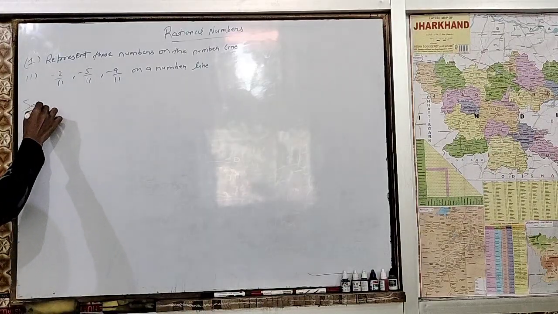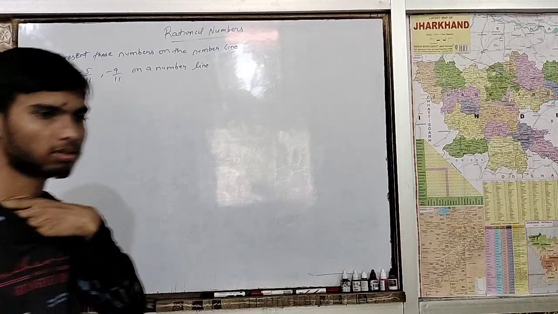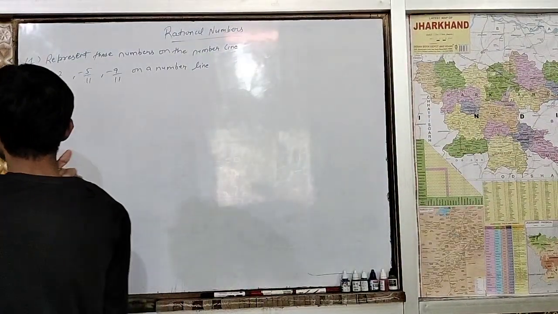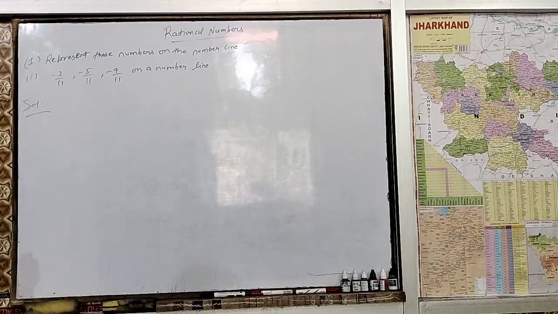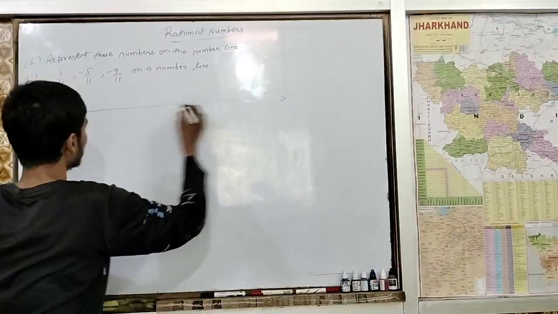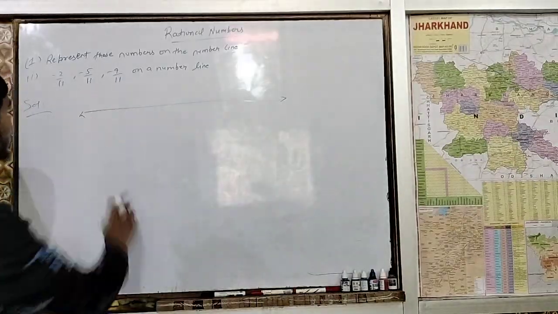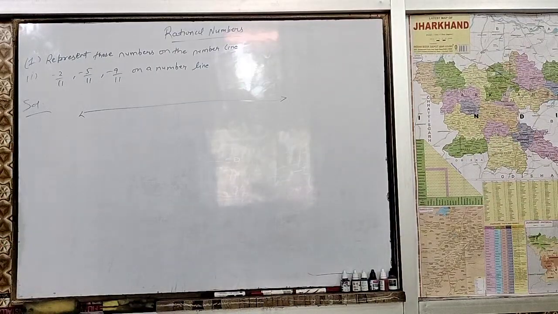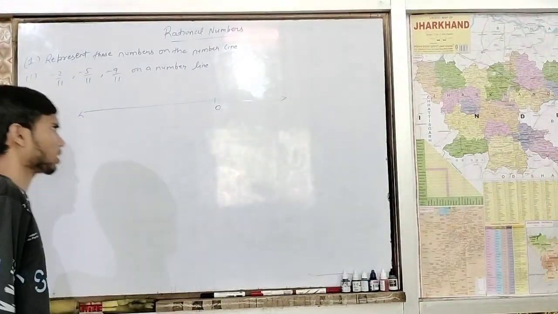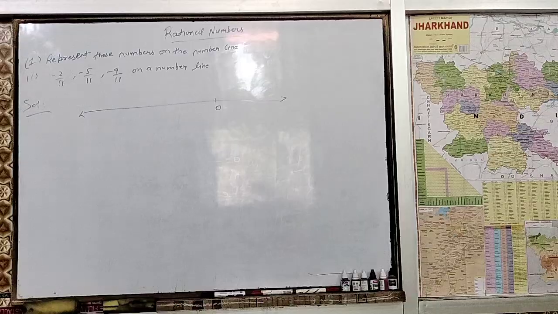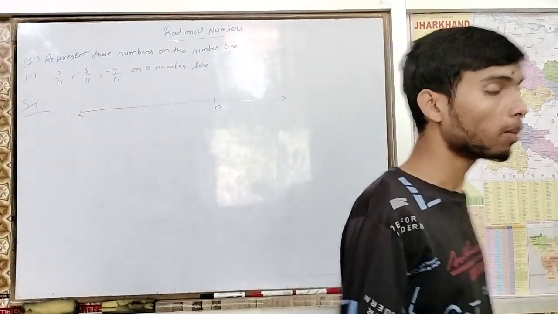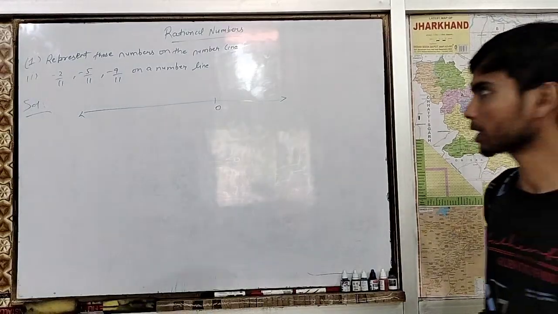Now, we have this many fractions. We are going to plot them on a number line. How would I like to plot? You can see here, we will draw a number line. Here we know that all these are negative, so we don't need to take the positive side. Let's say 0 is over here. Now, 0 upon 11 will become 0.